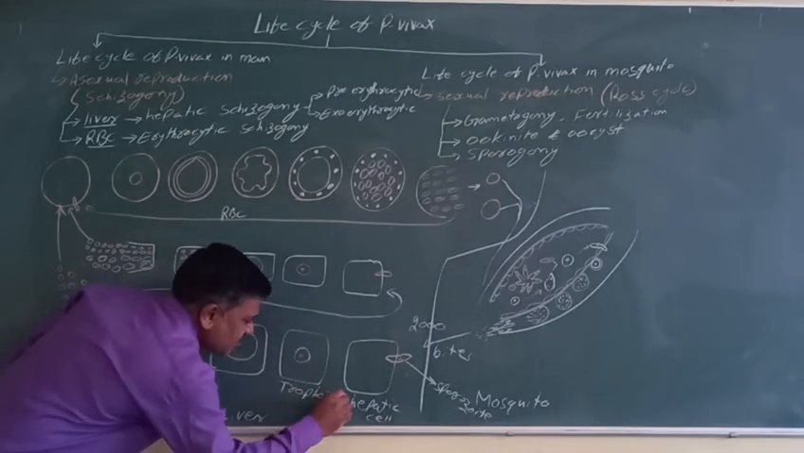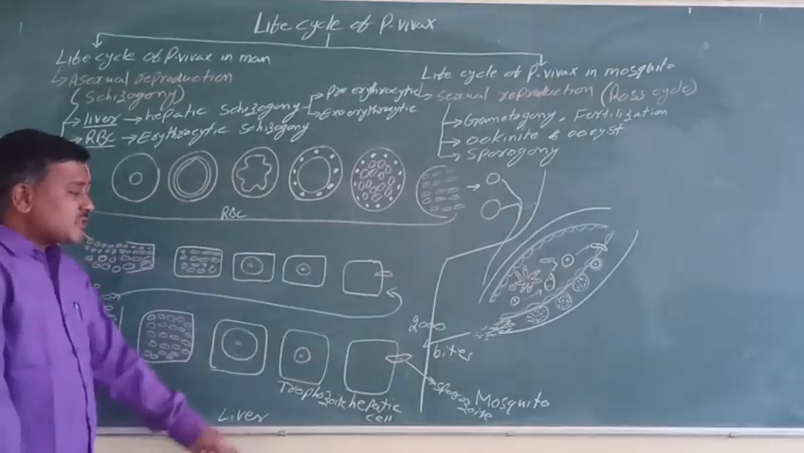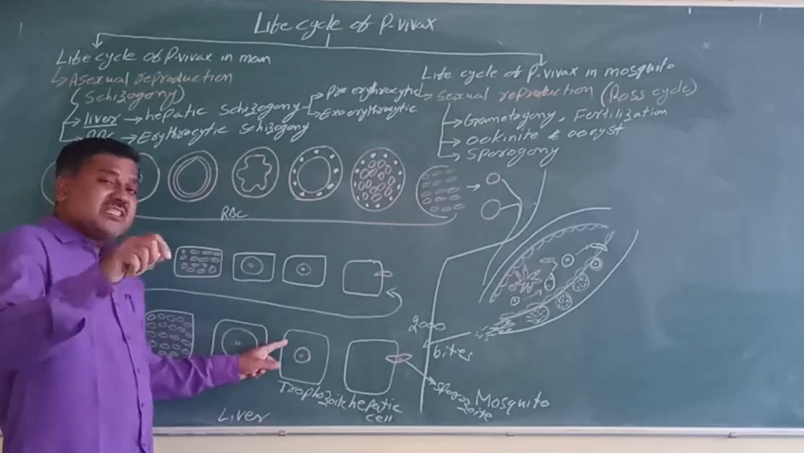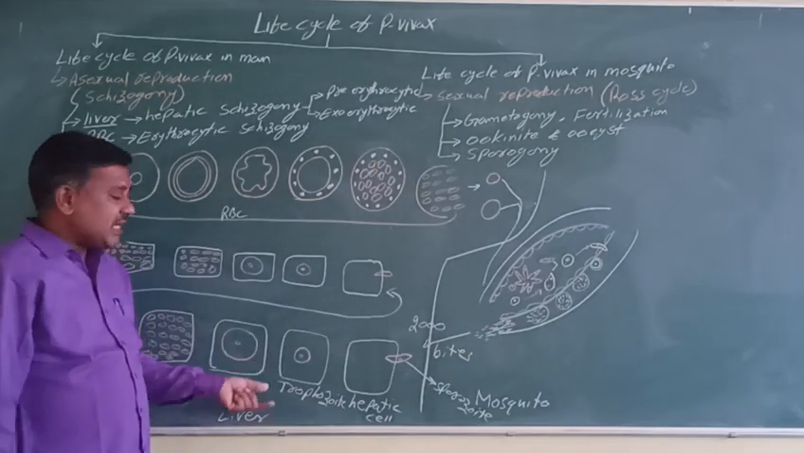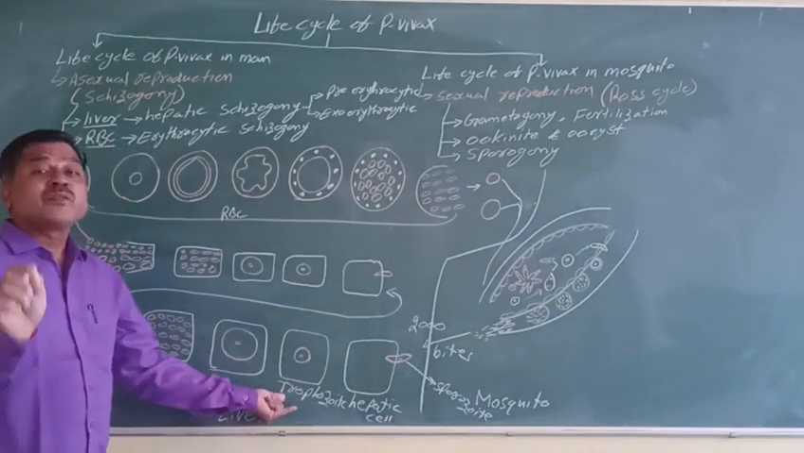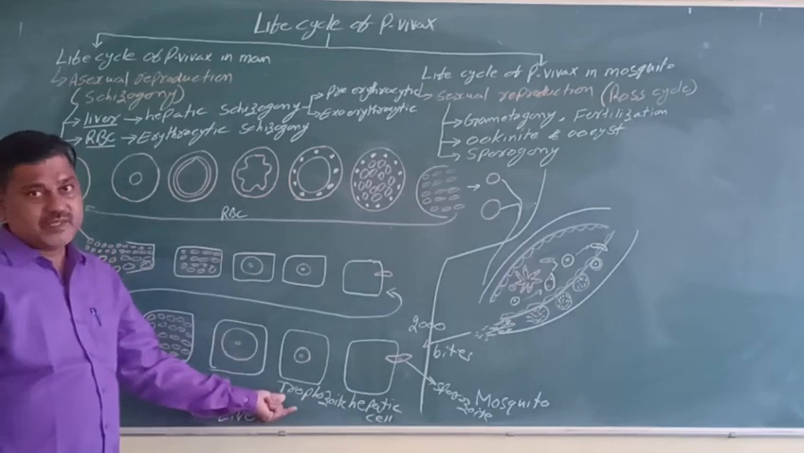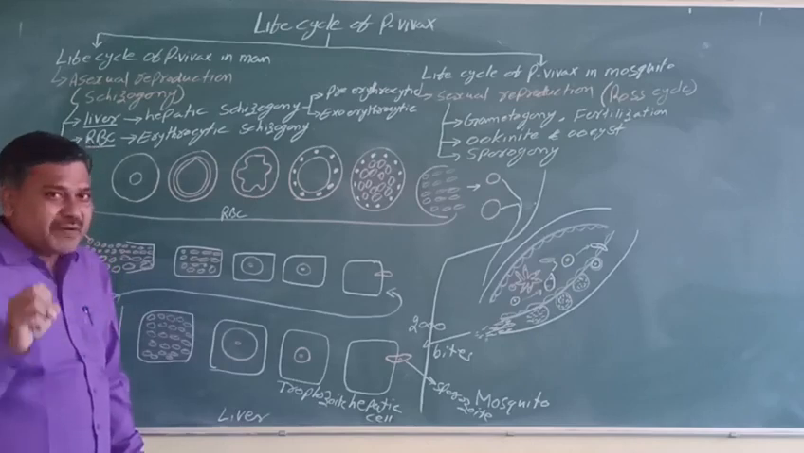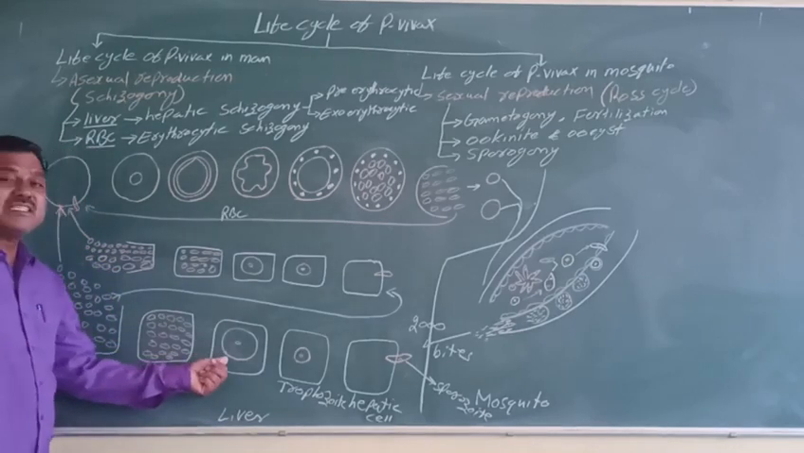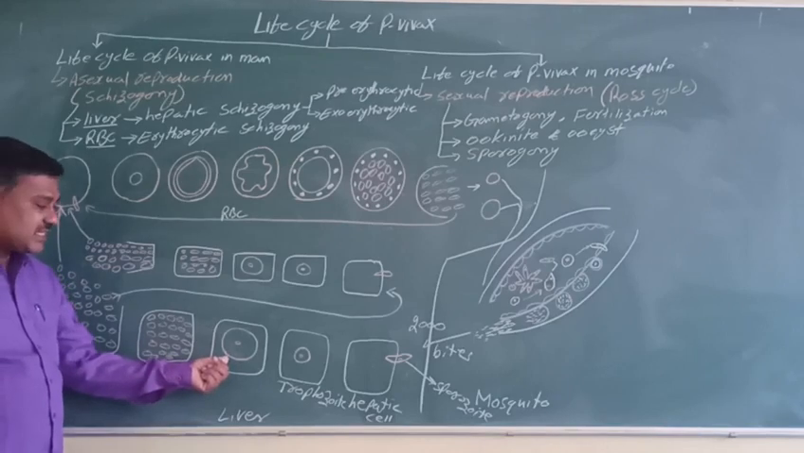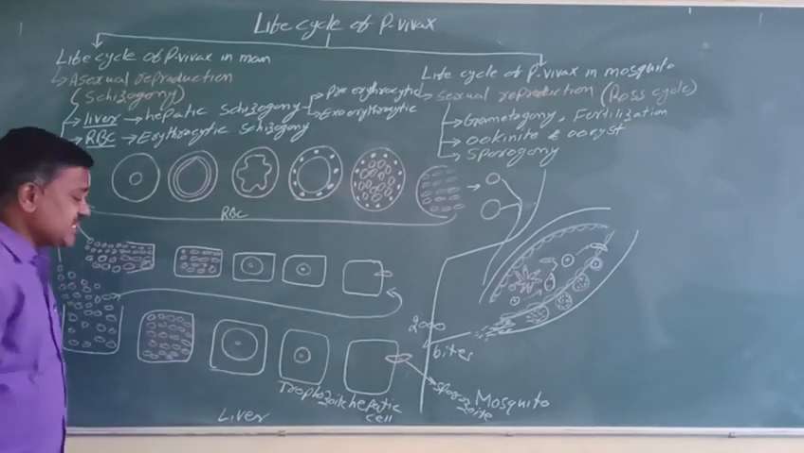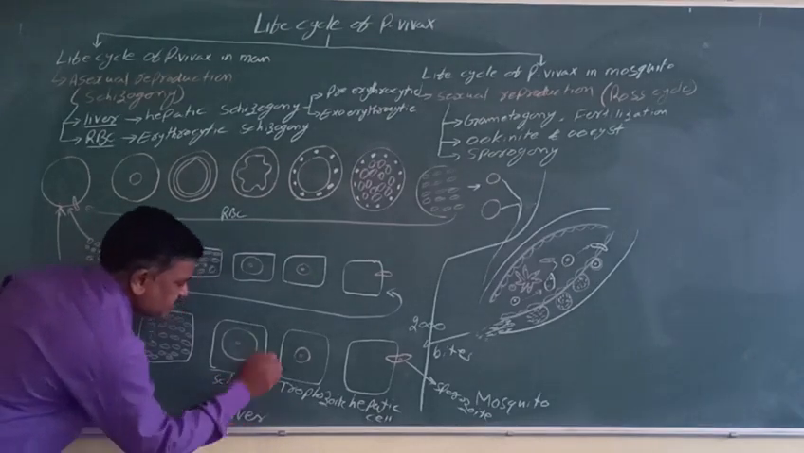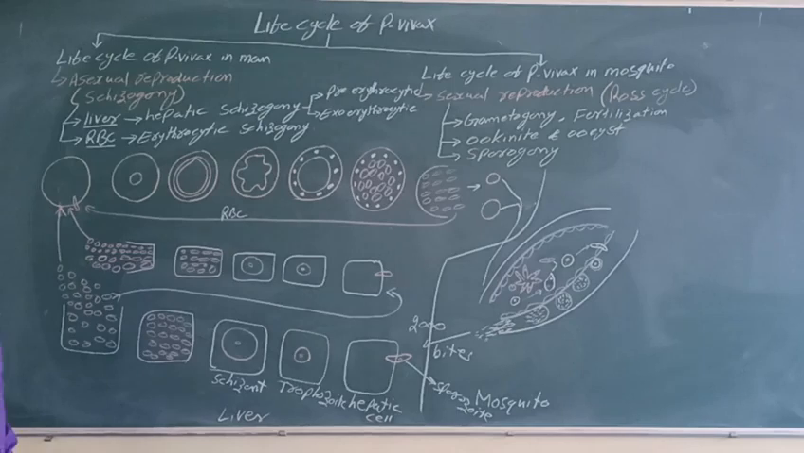trophozoite. So when the sporozoite enters the liver cell, it changes its structure, becomes circular, and at this stage it is called a trophozoite. Now this trophozoite absorbs nutrients from the hepatic cell and increases in size. At this stage, it is called the scission stage.